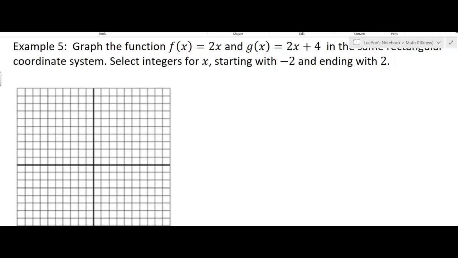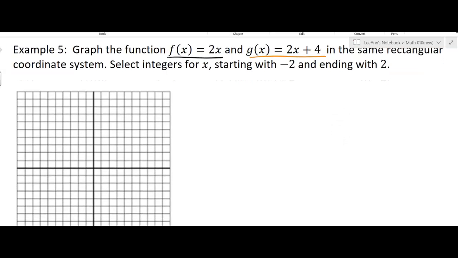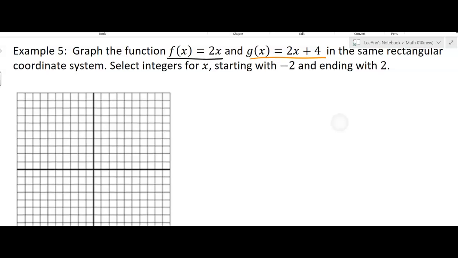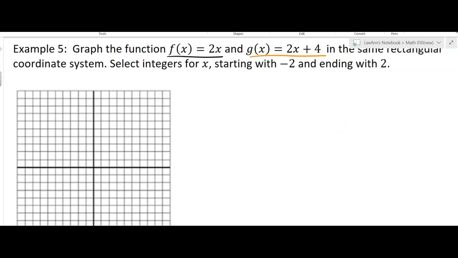Okay. So we're going to graph the function f of x equals 2x. And then I'm going to switch colors and do g of x, 2x plus 4. We're supposed to graph them in the same rectangular coordinate system. So I just have one piece of graph paper. And it tells me to select integers. I'm going to make a table of values, starting with -2 and ending with 2.